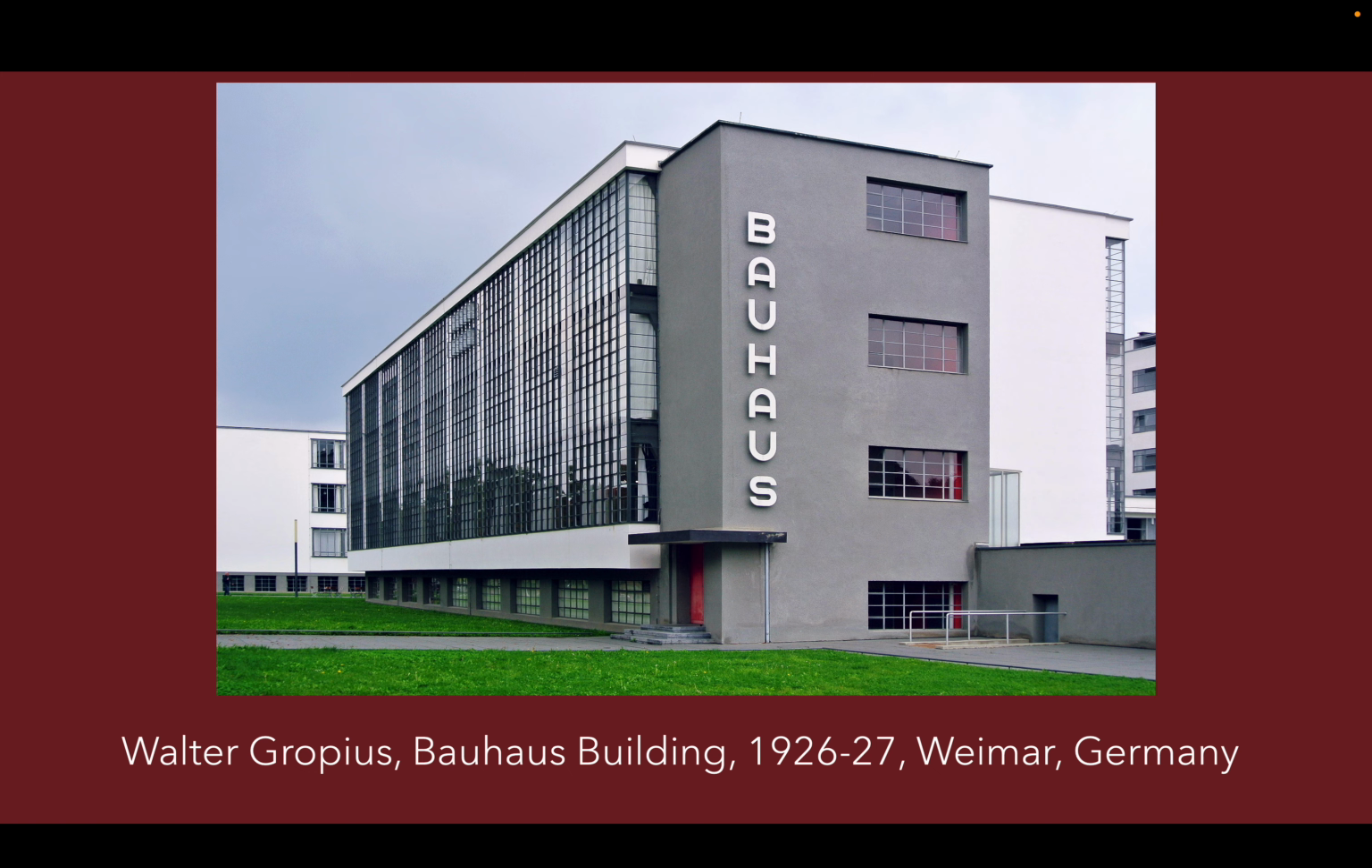Next we have the Bauhaus. So this was 1926 to 27. This was designed by Walter Gropius. And it's in Weimar, Germany. The Bauhaus was built using steel construction where beams were made on the interior of the building and all walls were curtain walls. Curtain walls are non-weight bearing walls. So all of the weight was held internally.